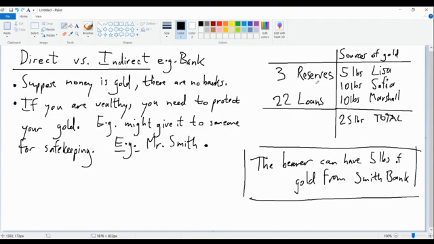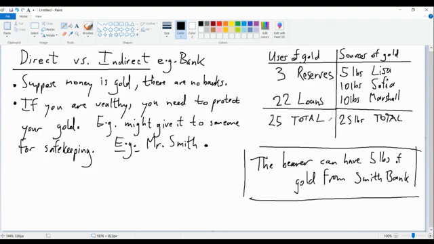And then this would be a second list now. This would be, you could call it, uses of gold. So this is where the gold came from and who he owes it to. This is what he did with it. And of course, the total here has to be the same, right?